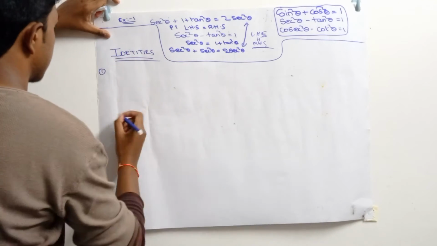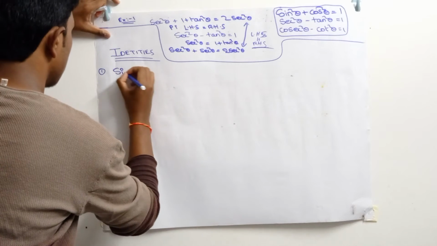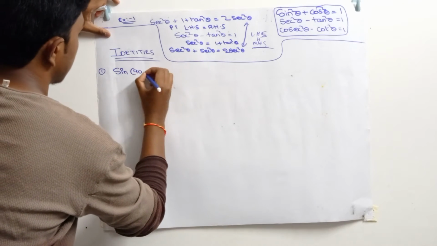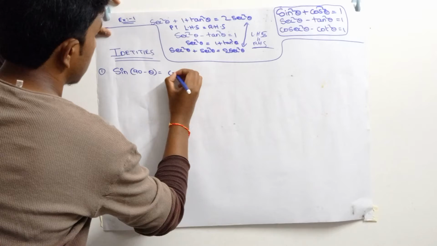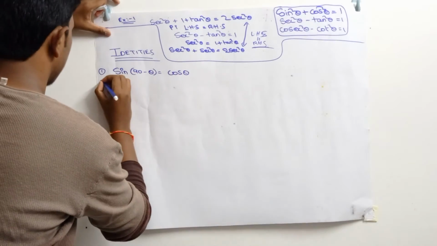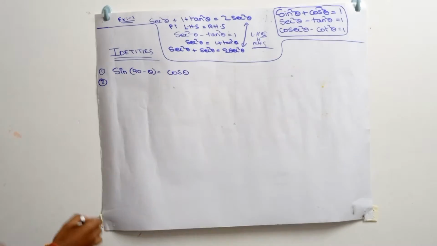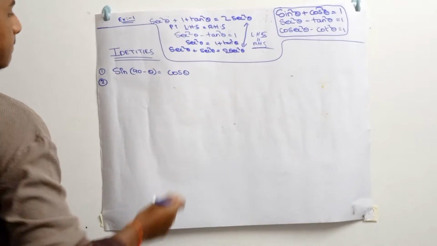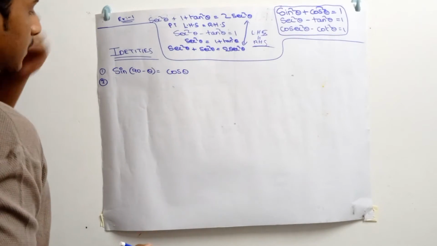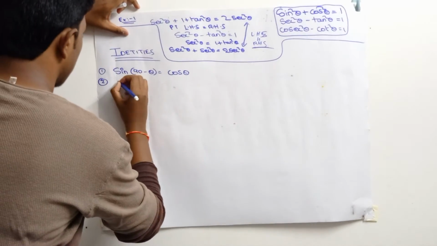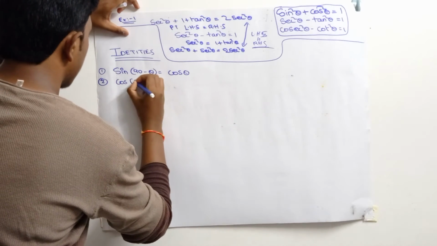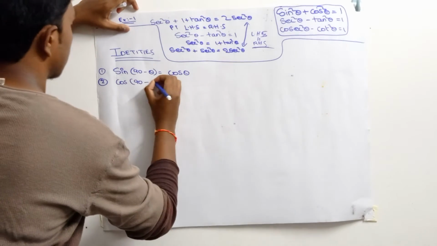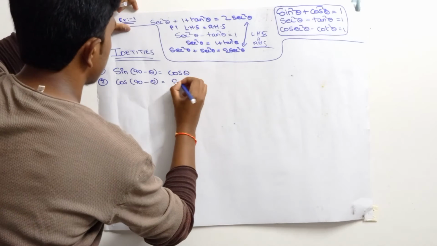The first identity is sin 90 minus theta is equal to cos theta. Cos 90 minus theta is equal to sin theta.